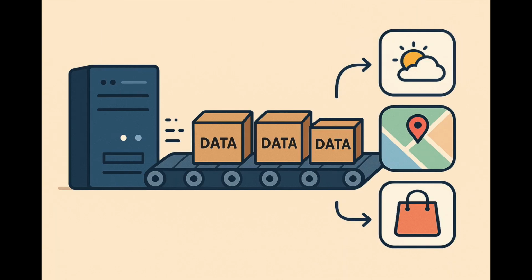APIs also make apps faster. Instead of building everything from scratch, apps just talk to services through APIs and get what they need. That's how apps like Google Maps, Twitter, and YouTube work with others.